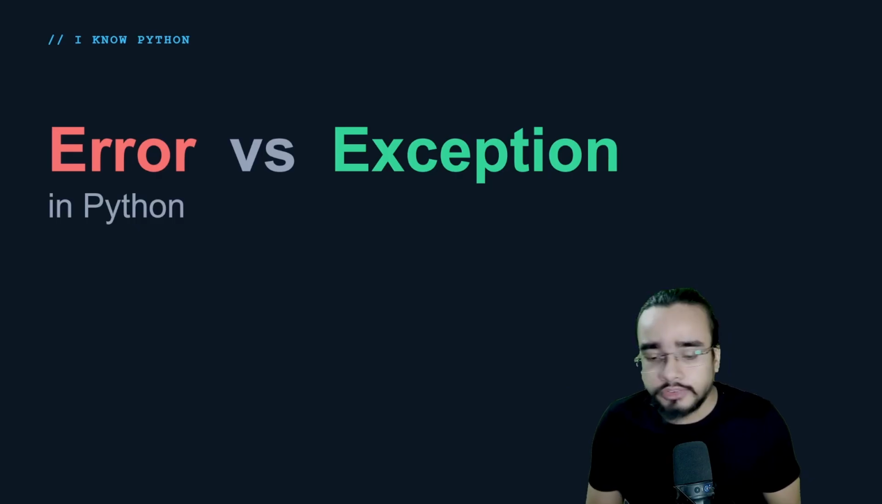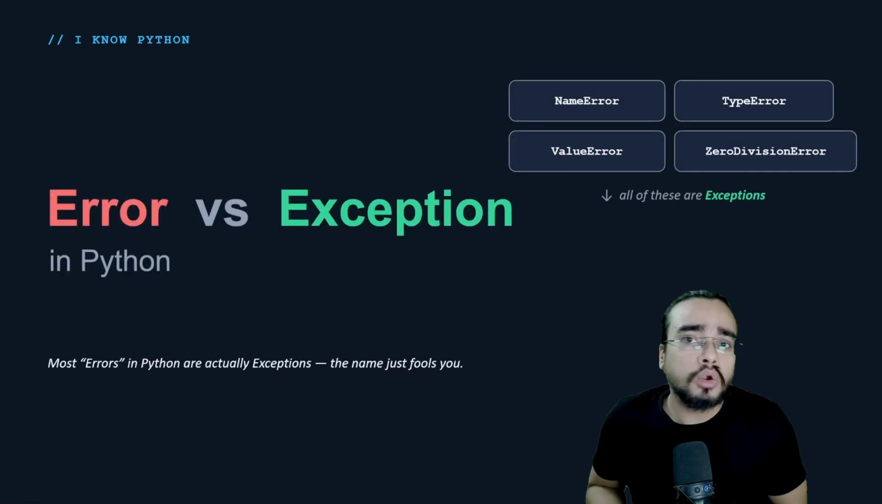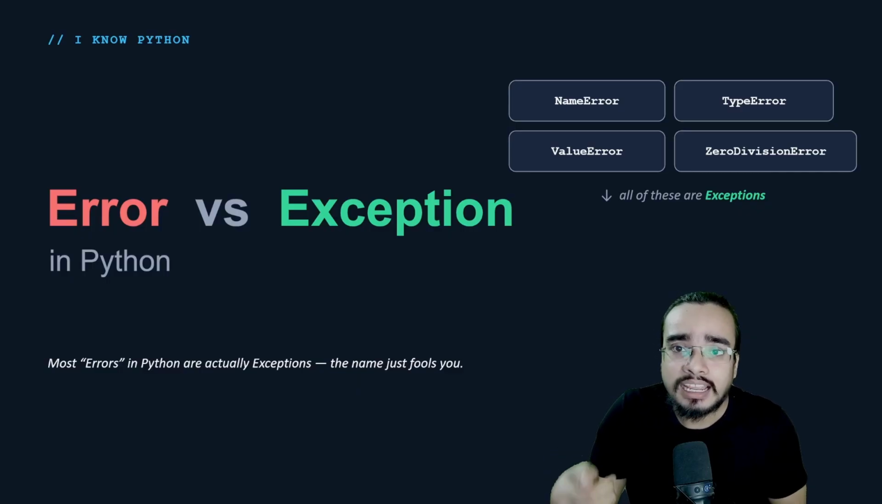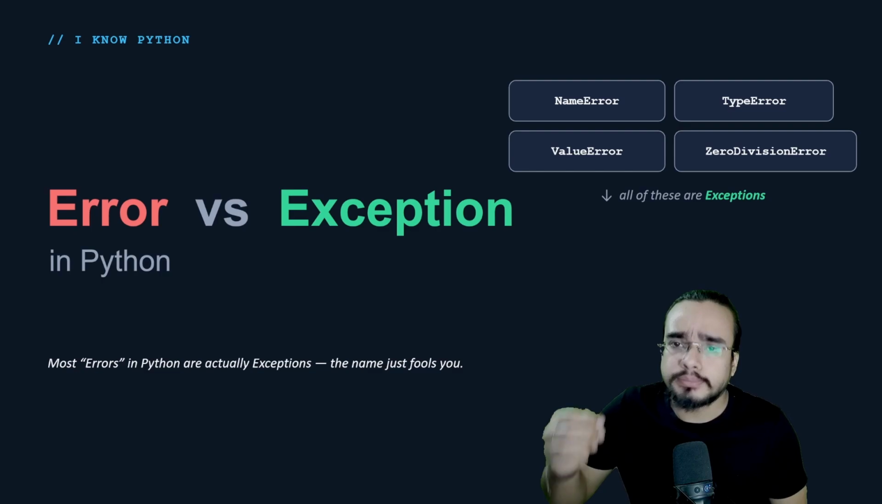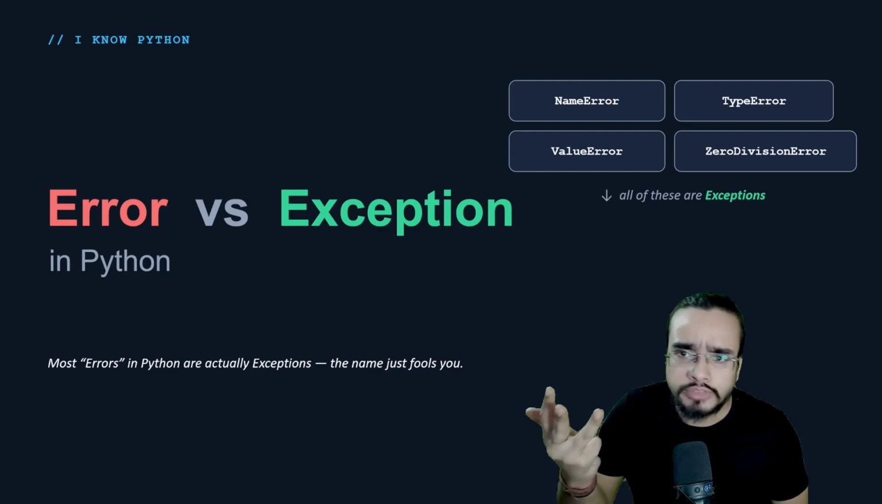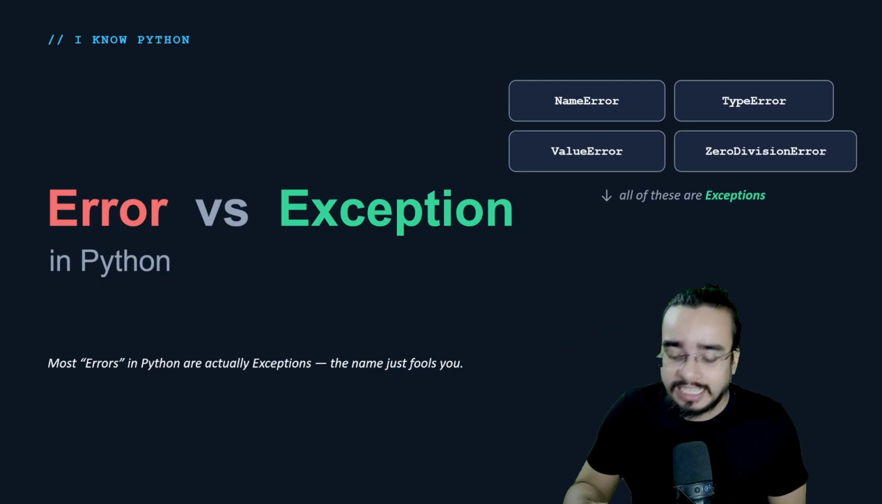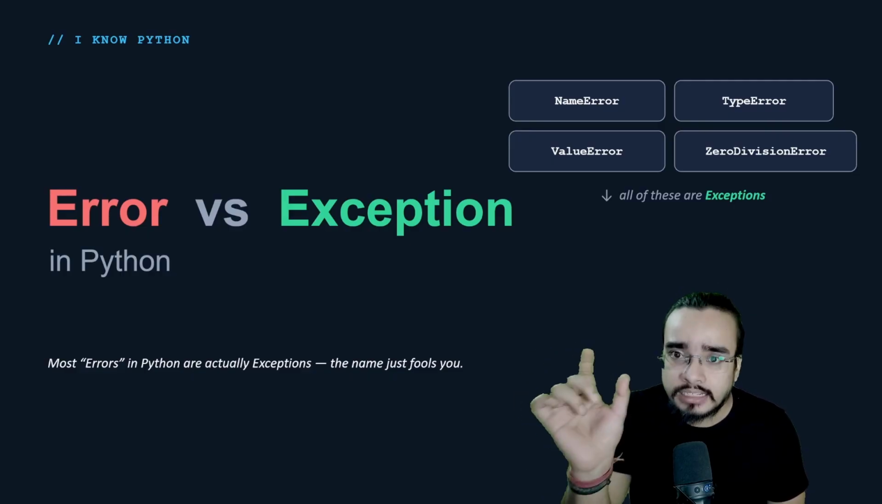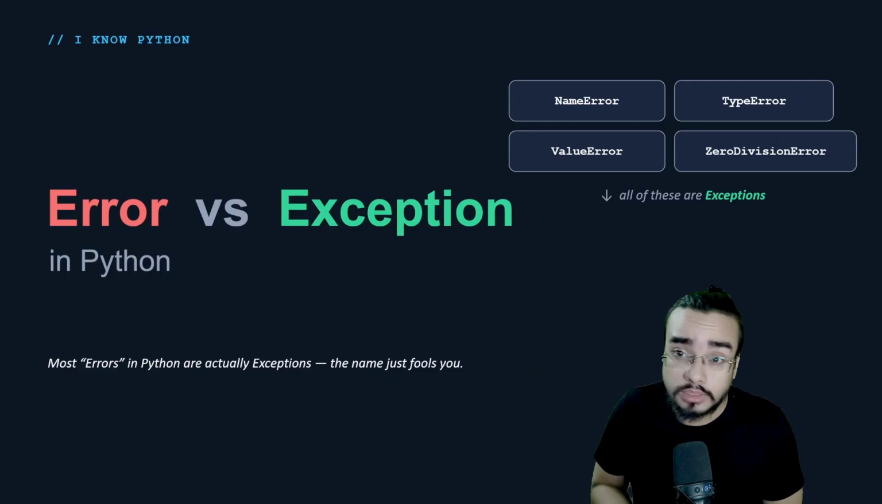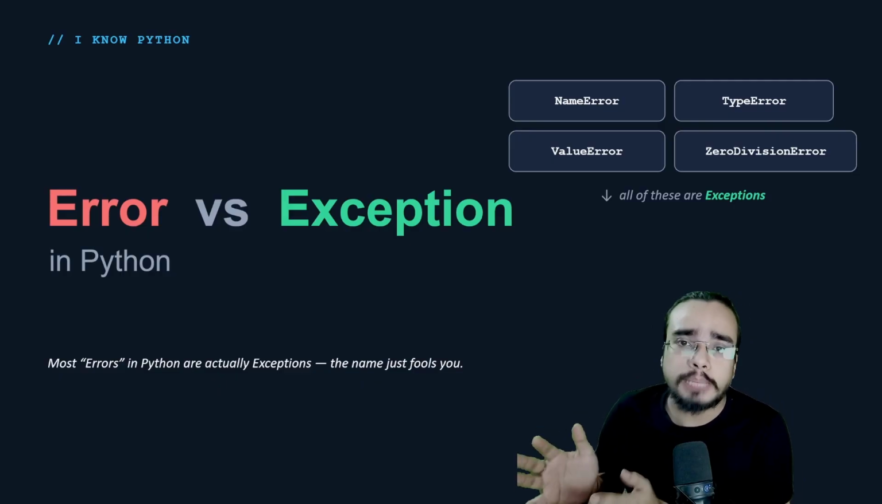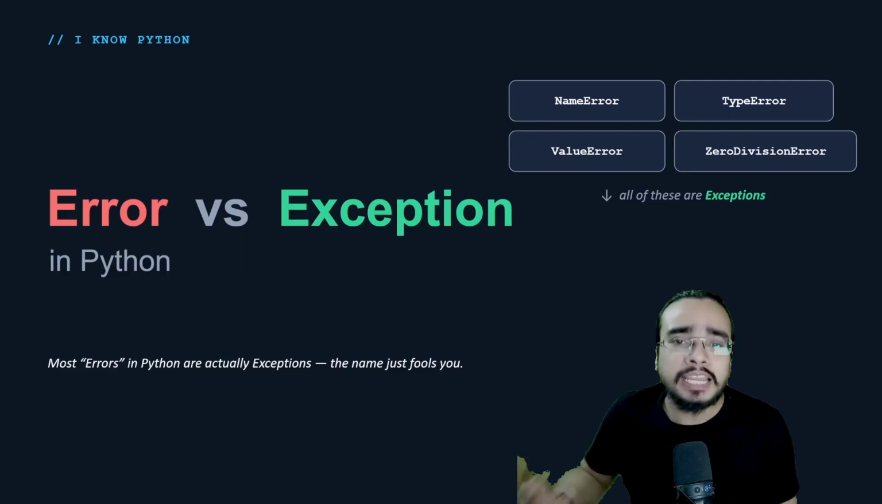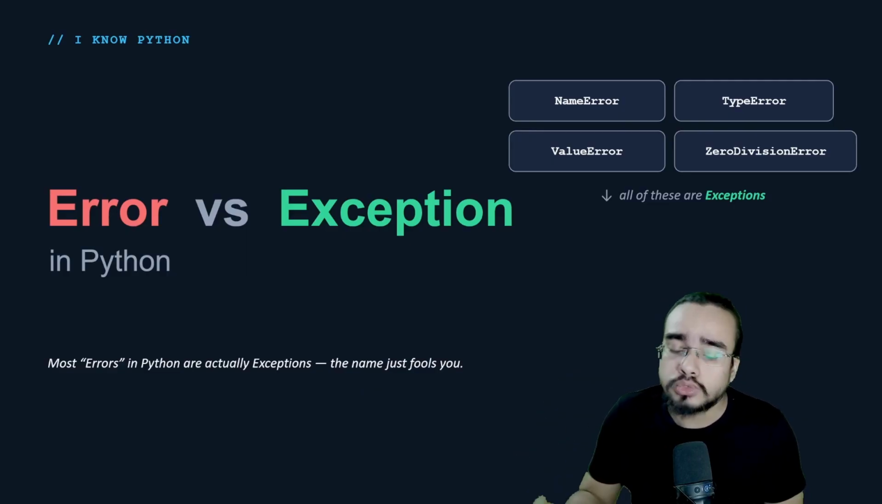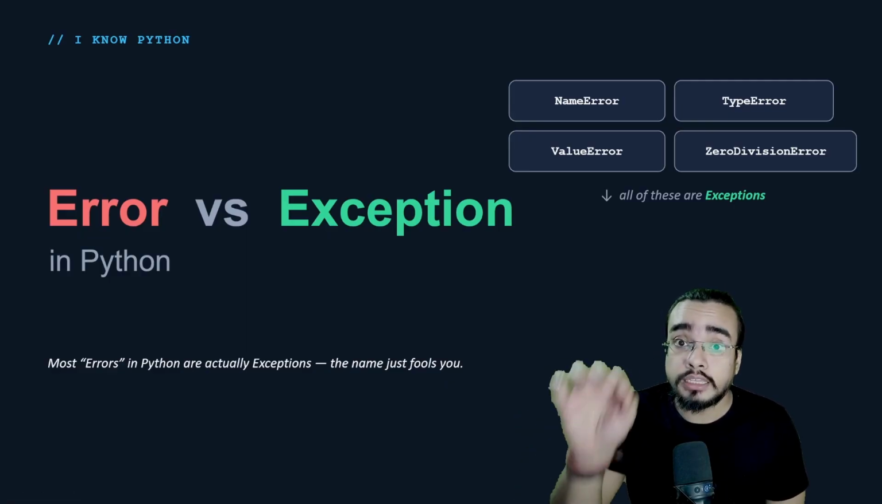Okay, so let me first start with the part that confuses a lot of people. In Python, most of the things that you call error are actually exceptions, like NameError, TypeError, ValueError, ZeroDivisionError. Every one of these is an exception. The word error is just a part of the name. So error and exceptions are not two separate families, the way many mentors or many tutorials say. Okay, so this is the first myth that I want to drop. And make sure that you are with me for this point.